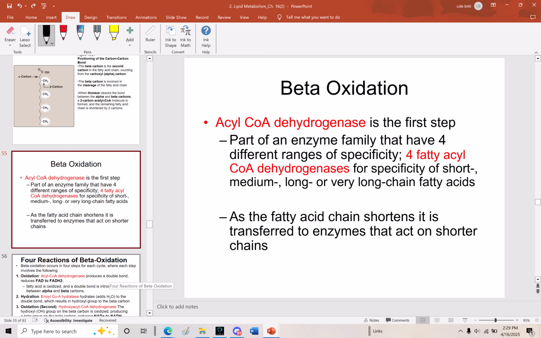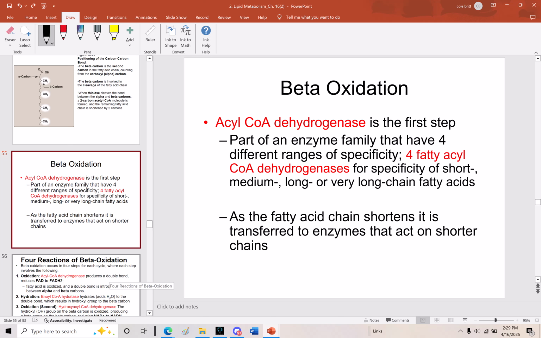Acyl-CoA dehydrogenase is the first step. Dehydrogenase. You might remember this from last term. What do we make when we have a dehydrogenase? We either make an NADH or an FADH2. In this case, we're going to make an FADH2. Dehydrogenases tell you we're going to make an electron carrier. So the first step, we're going to make an electron carrier.